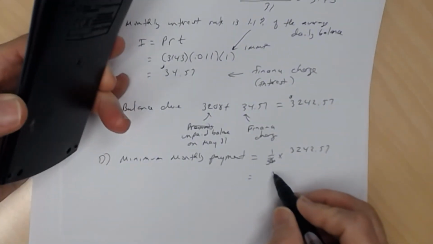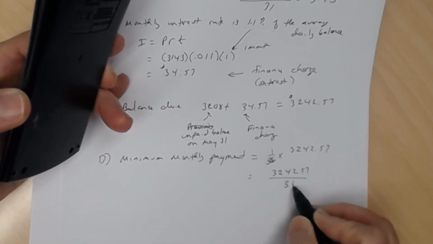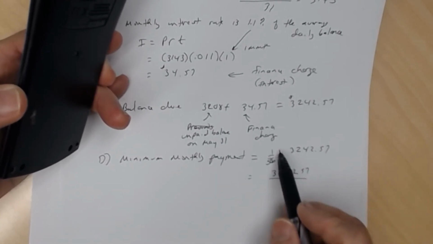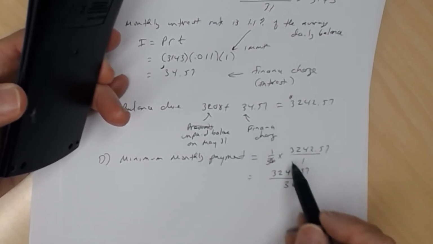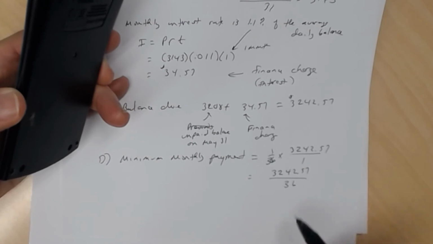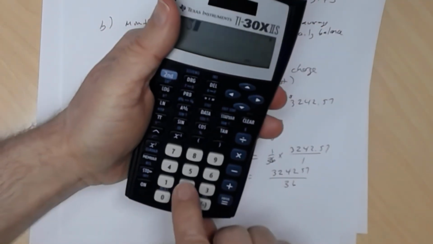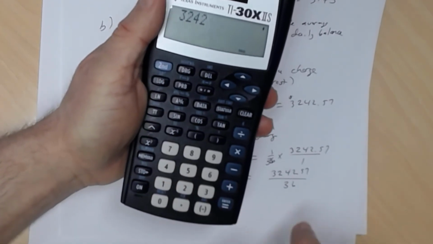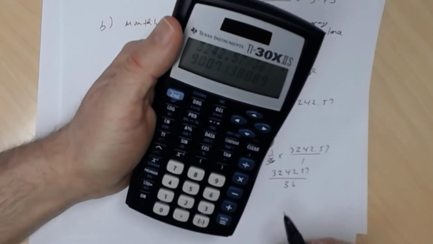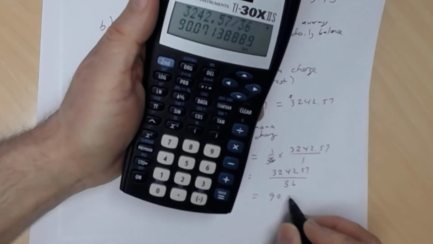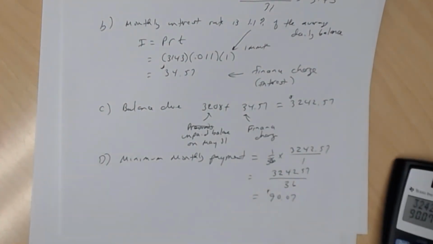And so when I use a calculator, this really means, guys, $3,242.57 divided by 36, because when we multiply fractions, this is really that over 1. The numerators multiplied together is this, the denominators multiplied together is this. If I use a calculator on this, I get $3,242.57 divided by 36 equals $90. So actually it's 90.07.